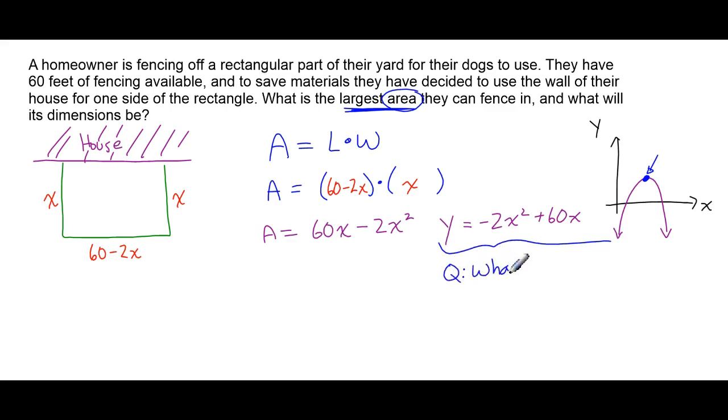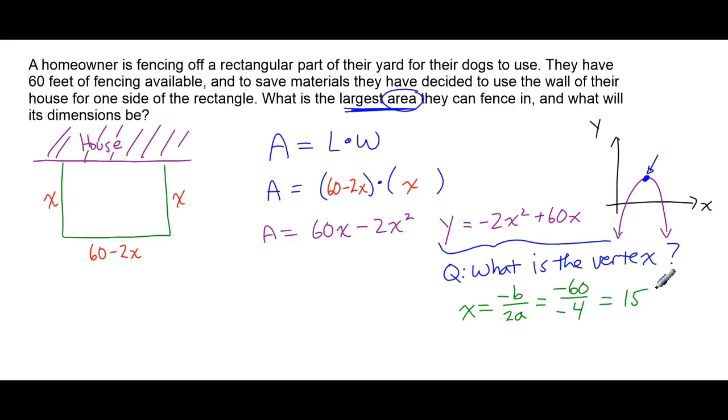What is this thing's vertex? So you could use the completing the square stuff we've recently learned. You can use the vertex shortcut we learned a few sections before that. I really don't care too much what technique you use to find the vertex here. I'm going to use the vertex shortcut because I'm kind of in a hurry. So remember, the vertex shortcut is negative b over 2a. So that's negative 60 over negative 4, which is 15.